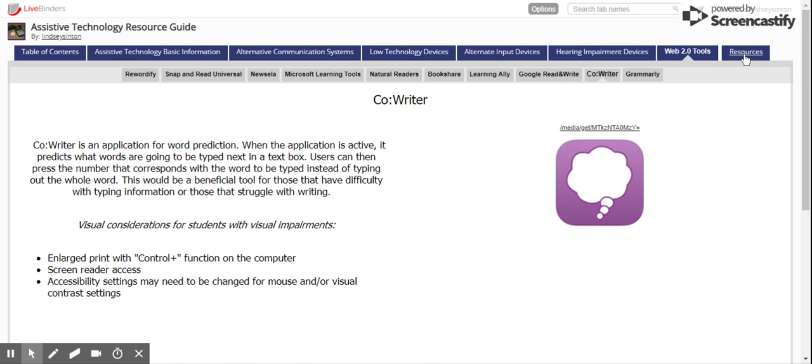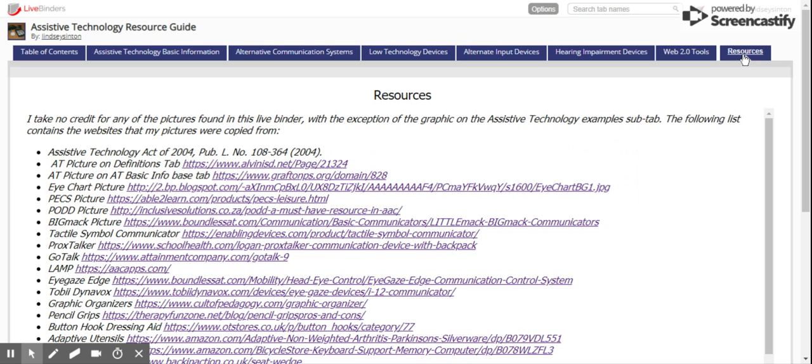And then my final tab is my resources tab. I take no credit for any of the pictures that are found in this live binder with the exception of the graphic on the assistive technology example subtab. I did create that graphic. But all of the rest of the graphics, I have included the list here and where I found the graphics and where you can get more information about the different things that I included if there was more information that was needed.